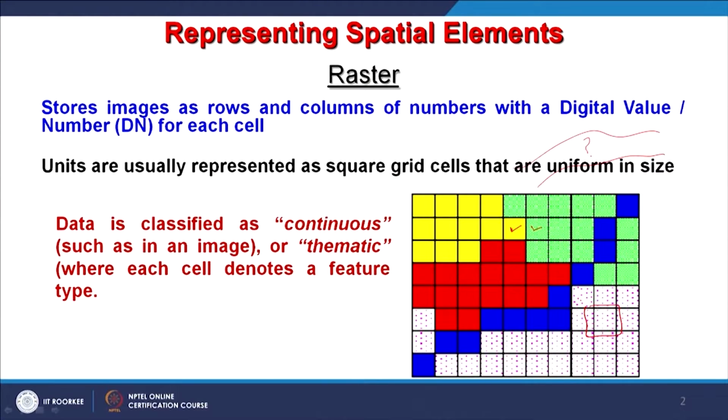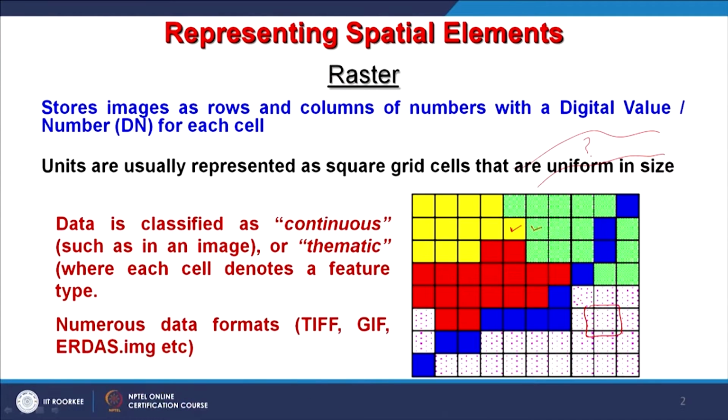As I have already mentioned, the unit has to be square in shape in raster. Various formats for image and data are available. Sometimes the big software companies have developed their own formats, like ArcGIS, which has its own format called GRD, the grid format, and TIFF, the tagged image file format.